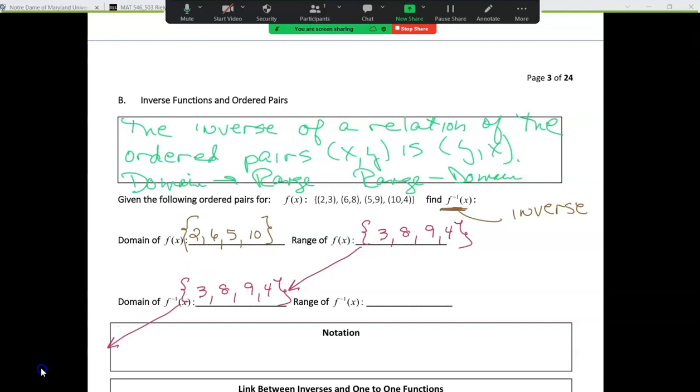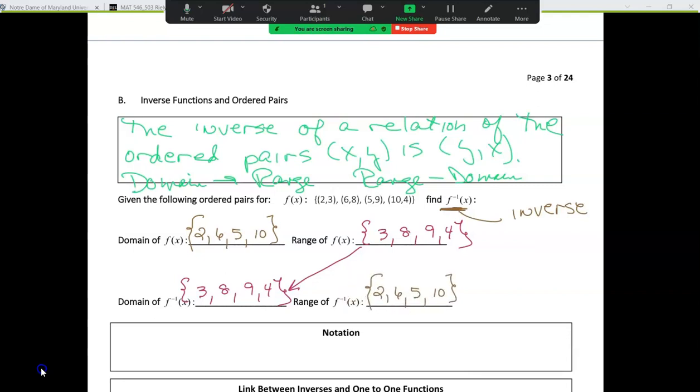Okay, same idea. So let me get rid of that line. What about the domain of the original? Isn't that going to become the range of the inverse? And yes, it is. There you have it.